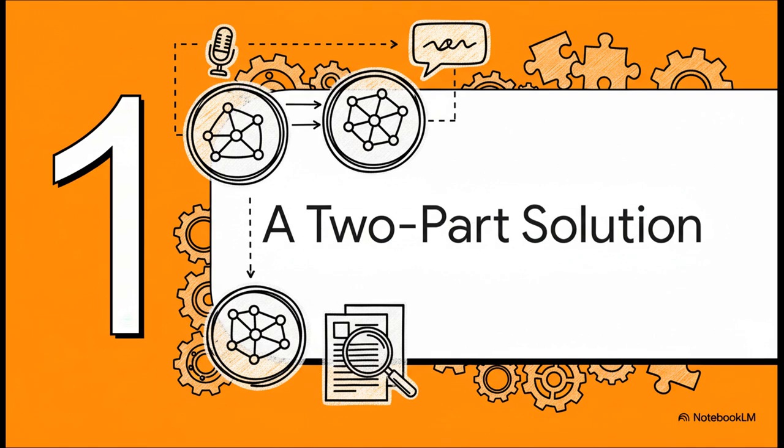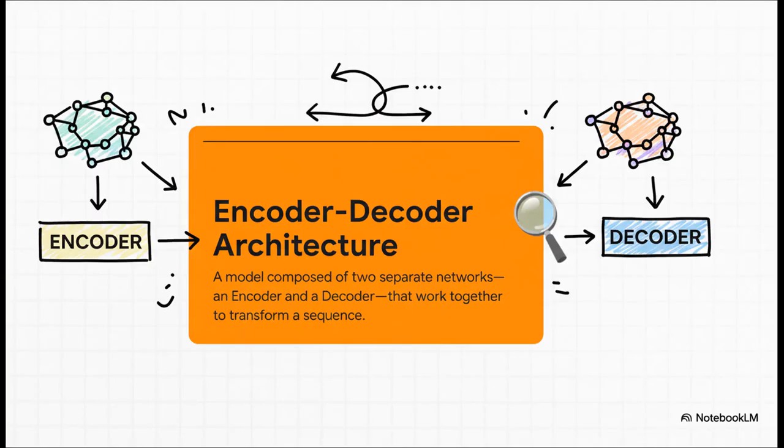Okay, a two-part solution. So how did the pioneers of this stuff actually figure it out? Well, instead of trying to build one single massive complicated network to do everything, they had this really clever, almost elegant idea. They just split the problem in two. Two separate parts working together like a team. And that brings us to the formal name, the encoder-decoder sequence-to-sequence architecture. Phew, that's a mouthful, but it actually tells you everything you need to know.